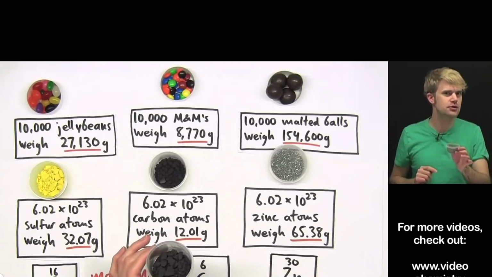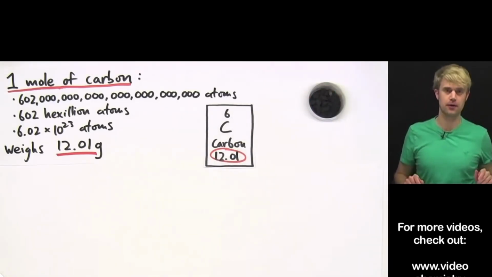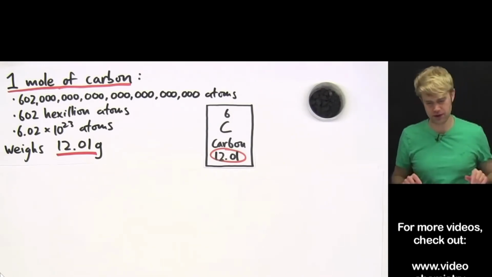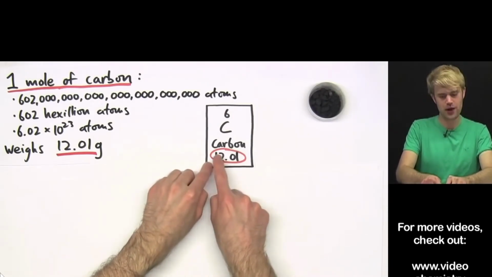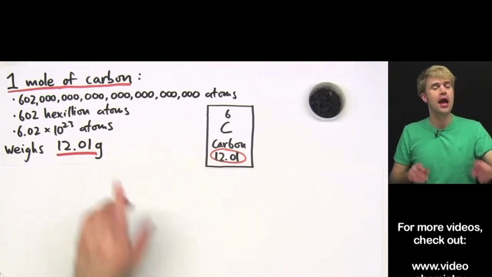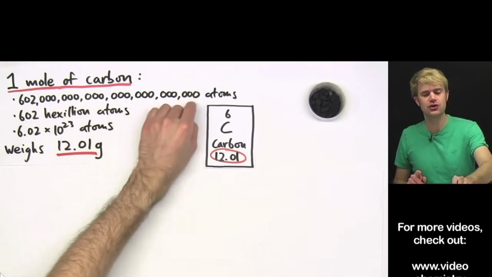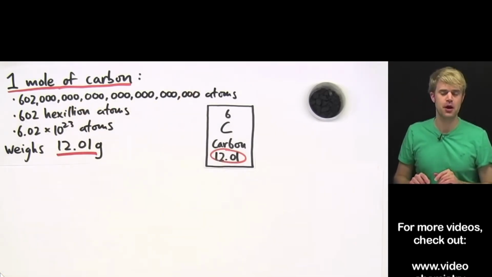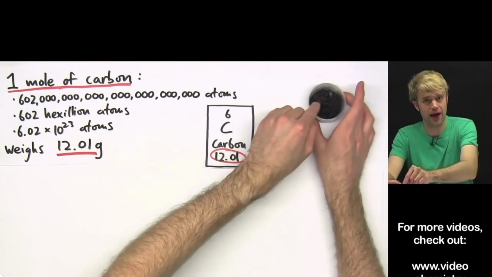Let's see how we'll answer this. Okay, so how many atoms of carbon do I have in this container? Well, let's think about moles of carbon. I look up carbon on the periodic table and I find out that 1 mole weighs 12.01 grams. And I also know that in that 1 mole, there are 602 hexillion atoms. So the first thing I want to know is how many moles of carbon do I have here?